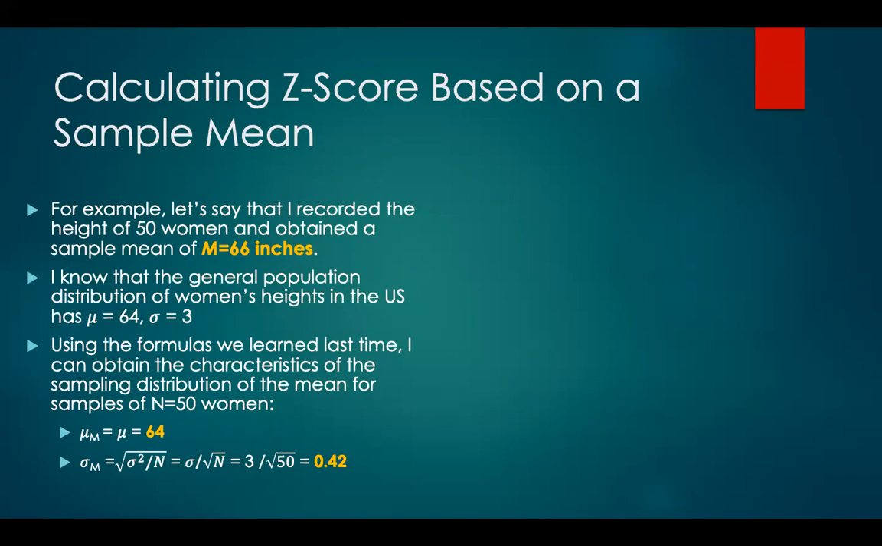Now, that mean of the sampling distribution of means here is 64, as expressed above, the same as the population. Now, the standard deviation is radical variance divided by n, or standard deviation divided by radical n. Now, in this case, the standard deviation is 3, expressed right here, and n, the sample size, is 50. So 3 divided by radical 50, which equals 0.42.